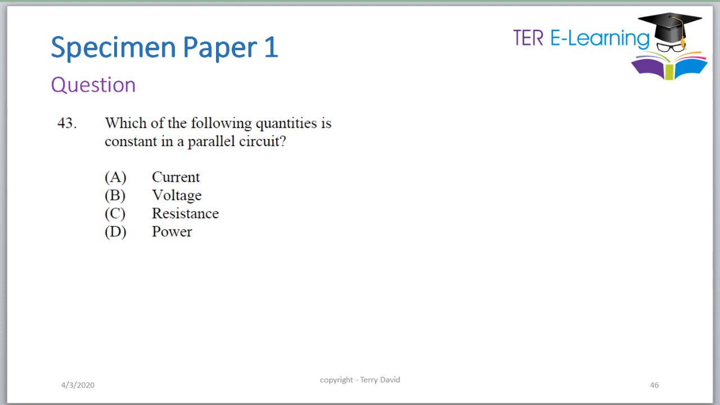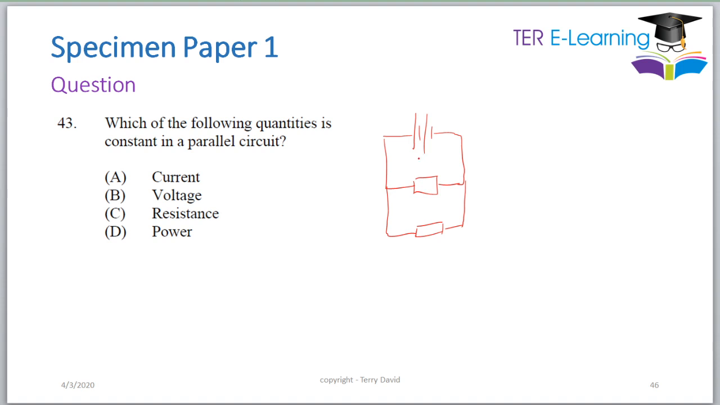Let's do the next one here. Alright, so this is number 43. Which of the following quantities is constant in a parallel circuit? Right? So they're talking about a circuit that looks like this. So visualize a parallel circuit. Alright, and the parallel circuit is like this. So they said which of the following is constant.